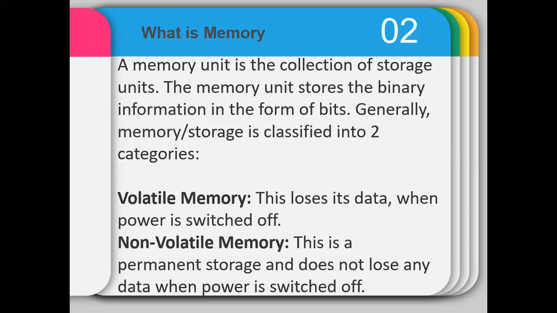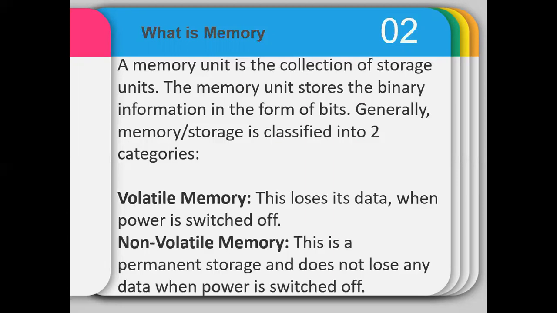So generally memory storage is classified into two types. One is volatile memory, another one is non-volatile memory. Volatile memory is temporary memory, that is, when the power is switched off, it loses its data. The best example is RAM, random access memory. It is a volatile memory. So when the power is switched off, automatically all the data is going to be erased.